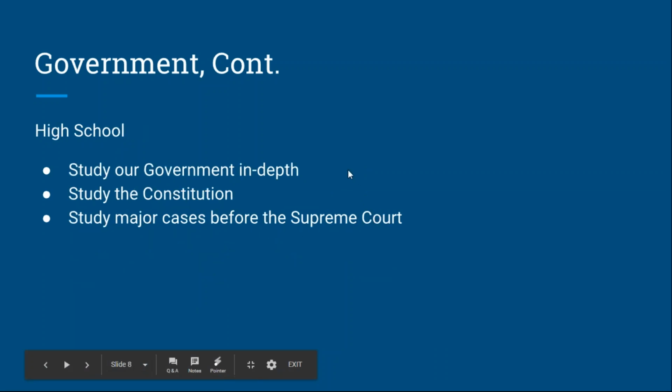And then in high school, this is where you really start to see government being studied in depth. Go into the Constitution, study the major cases that are before the Supreme Court. They should be highly involved in the elections process. Again, if you teach government within the context of the elections, you will find your children have a much greater understanding and respect for our government than if it was just some arbitrary thing that they knew was there but didn't really understand.